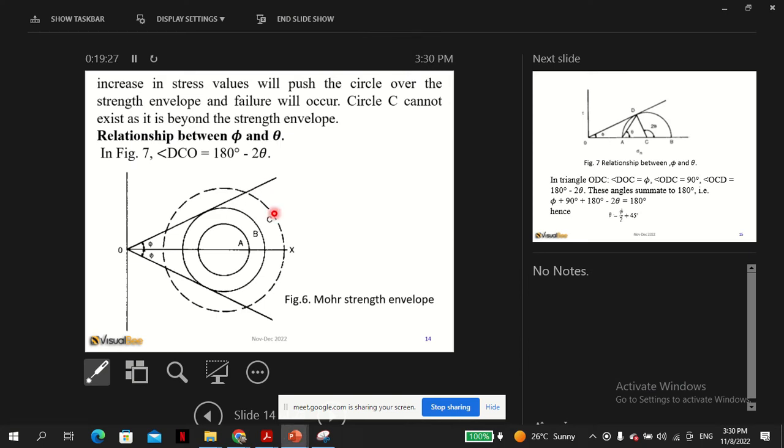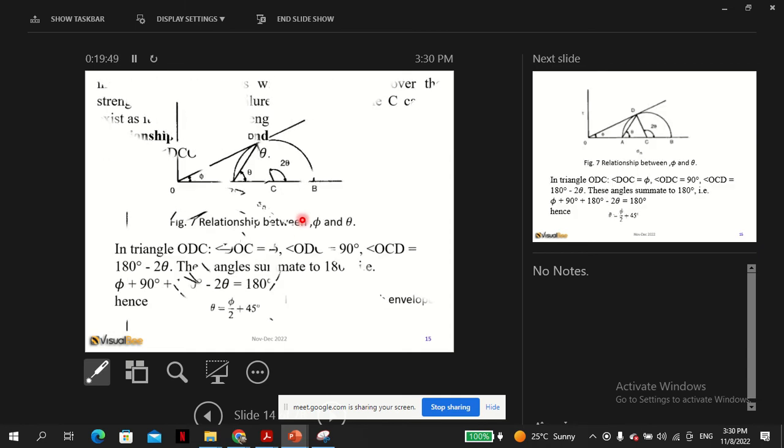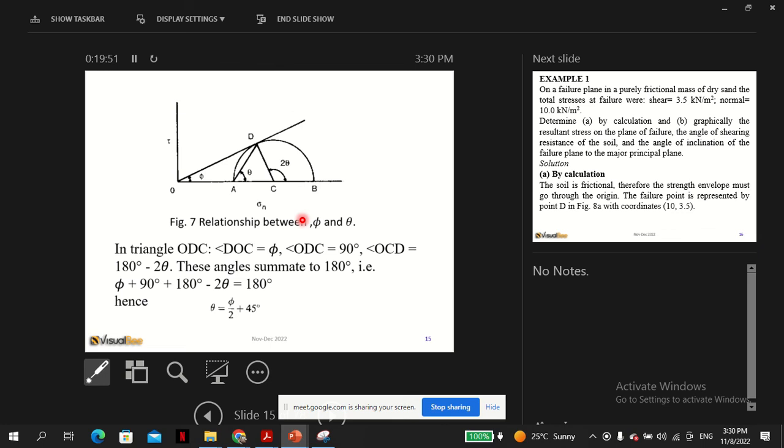So then we talk about the relationship between phi and theta. So DCO in figure 7 is here. DCO is 180 minus 2 theta. I think you know this. The angles in a straight line is 180, so this angle here is 180 minus 2 theta.